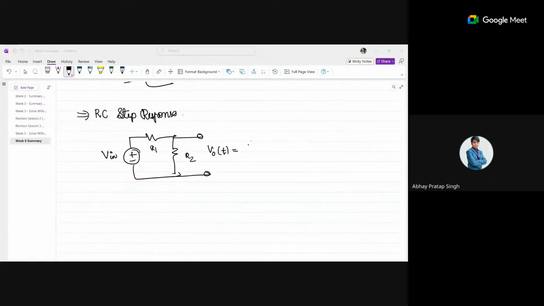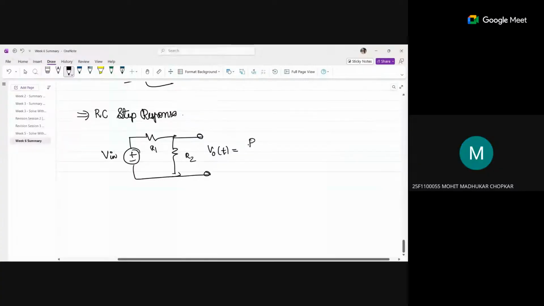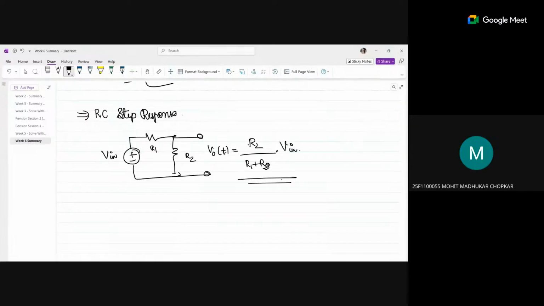So there is an input voltage. R1 and R2 are connected in series with that. And I want to know the voltage across R2. What is the formula for that? We use the voltage divider: R2 by R1 plus R2, into V. Yes, it's a voltage divider. So R2 by R1 plus R2 into V, right?